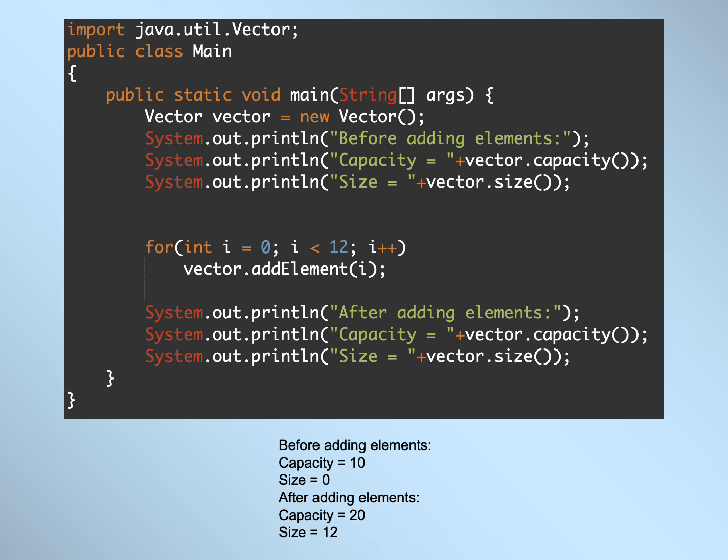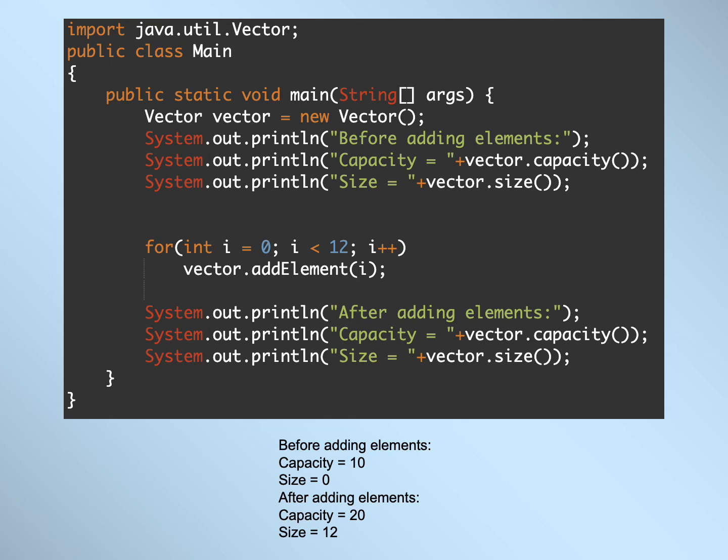Say that we have this code. Similar as before, we add the elements, the vector capacity will give us the value 10 and the size of the vector is 0. I have written the for loop so that it will add the elements at index 0 up until index 11. So after adding all the elements, the capacity, because it exceeded the value 10 from before, now has the capacity of 20, and the size of the vector is 12 because it is the value from 0 to 11.